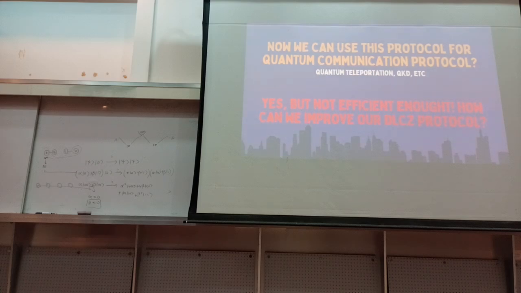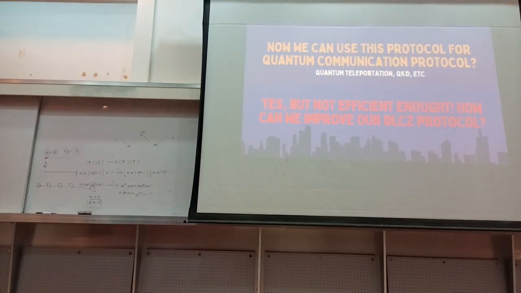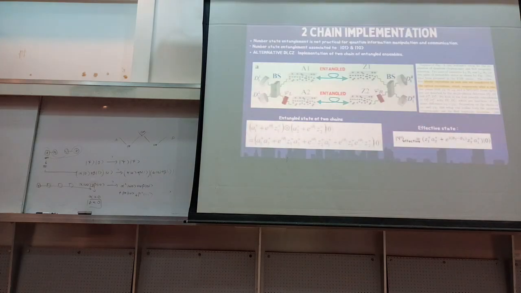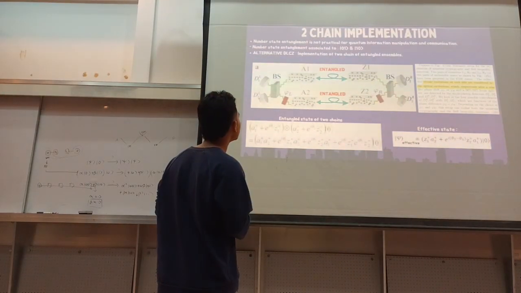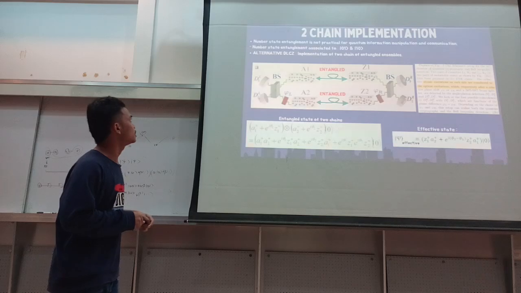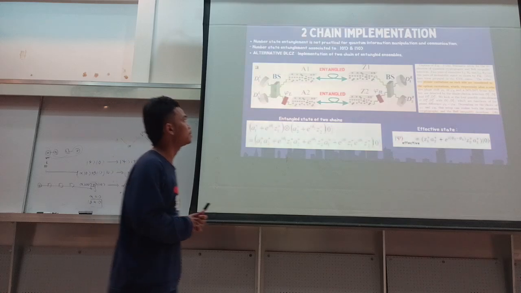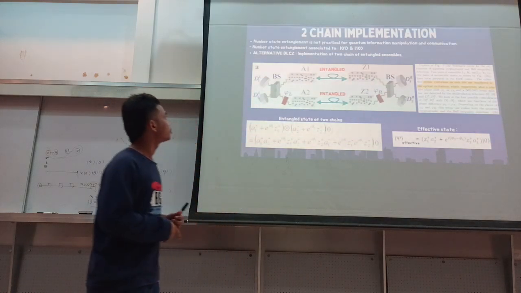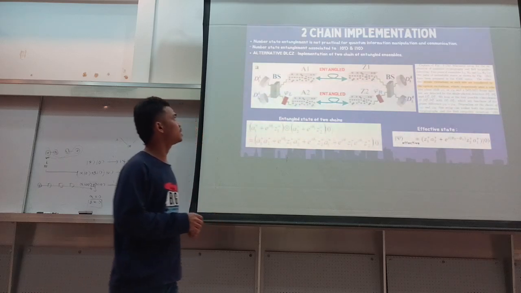So yeah, of course we already form a long connection, but is it efficient enough? Okay, basically from my readings, there is another way to do this entanglement swapping. So this is more favorable from what I read. So this is the more favorable method. Just now we introduced the number state entanglement. So it's not practical according to the paper, I guess. The alternative way to do this is to use the two-chain implementation.